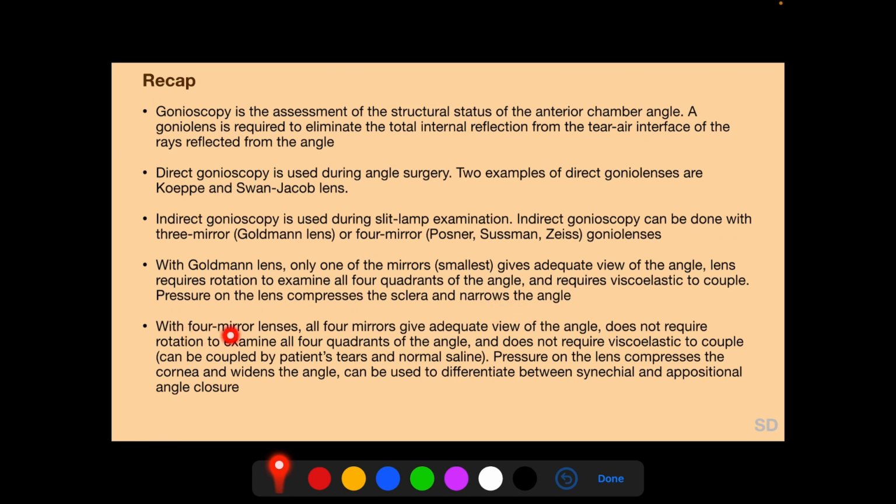With 4-mirror lenses, all 4 mirrors give adequate view of the angle, and so these lenses do not require rotation to examine all 4 quadrants of the angle, and also do not require viscoelastic to couple the lens to the cornea. These lenses can be coupled by patient's tears and normal saline. Pressure on a 4-mirror lens compresses the cornea and widens the angle, and can be used for indentation gonioscopy, which differentiates between synechial and appositional angle closure.